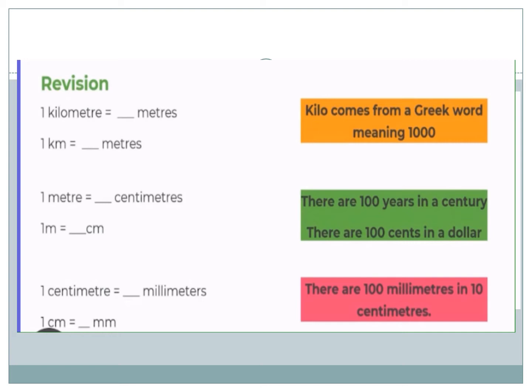So let's look at these prompts and see if we can help work them out. So we know it shows us that kilo means 1,000, which means that we've got kilo in this kilometre, which means there must be 1,000 metres in 1 kilometre.